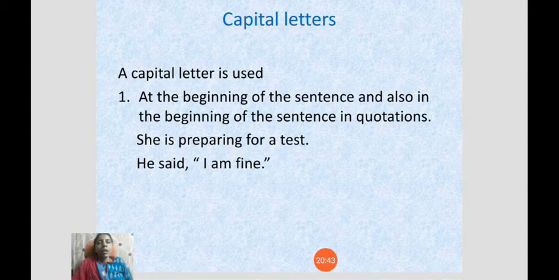Or let us take another example. He said, she is busy. What he said, she is busy, may be written in quotation marks. So she is the beginning word of that sentence, and the first letter of she is S, and thus S is to be written in capital.